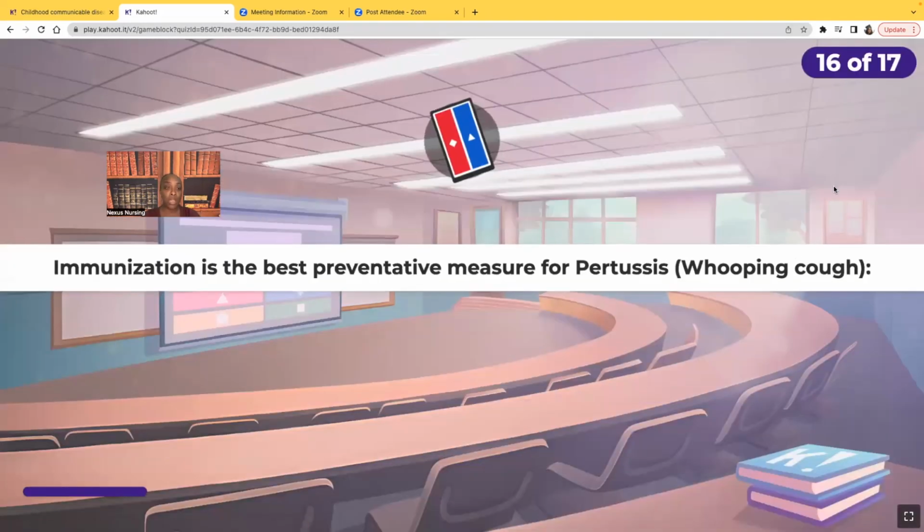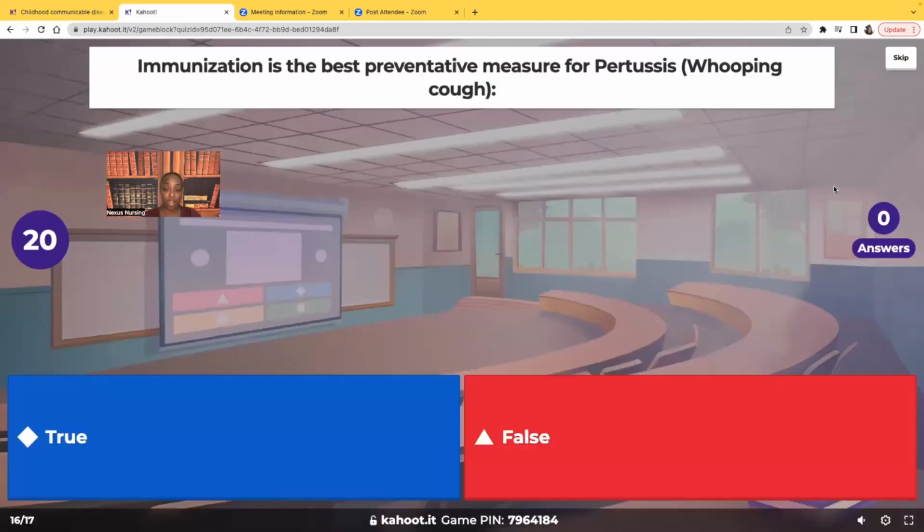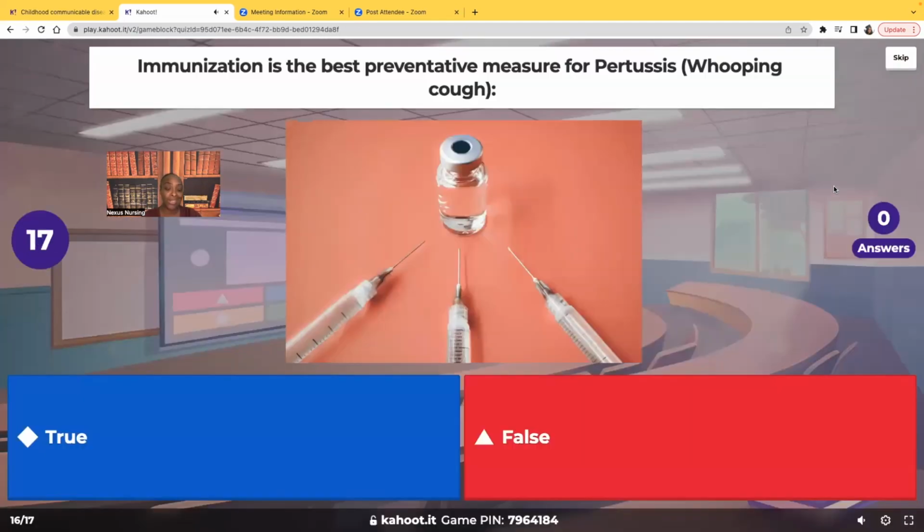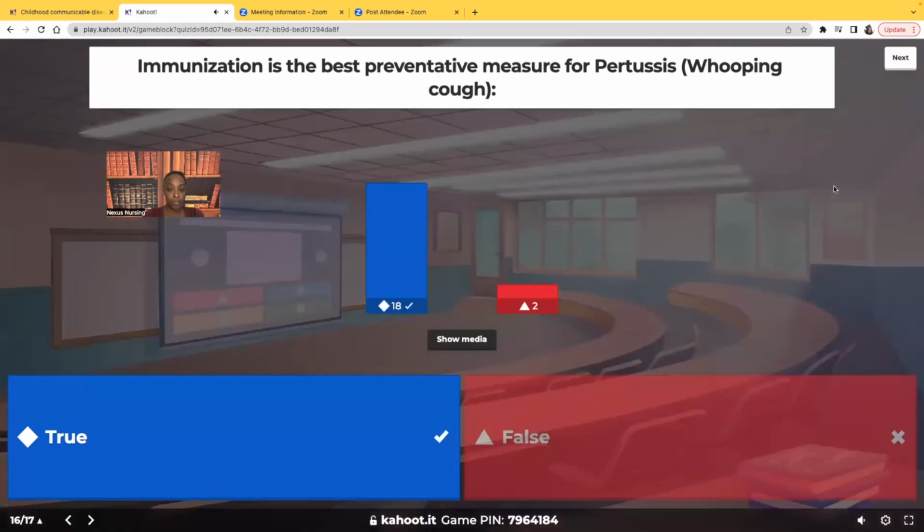True or false? Immunization is the best preventative measure for pertussis, also known as whooping cough. Is that true or is that false? Immunizations, also known as vaccinations, are the best preventative measure for pertussis. True or false? True, very good. And before I move on, let me tell you guys something about the Next Generation NCLEX.